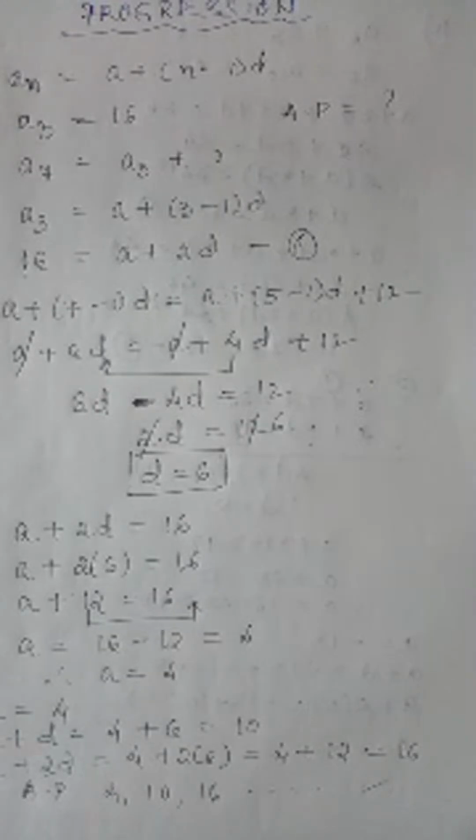Okay. Next, after this, I'll take the next question. That is question number 18 in the exercise problem. Here, the sum of the fourth and eighth terms of an AP is 24, and the sum of the sixth and tenth terms is 44. Find the first three terms of the AP.